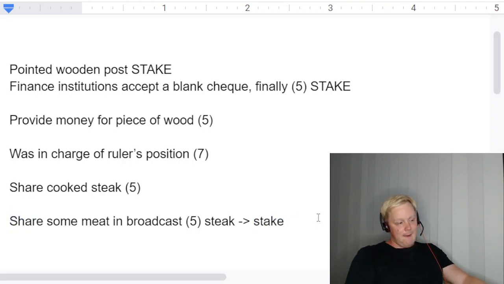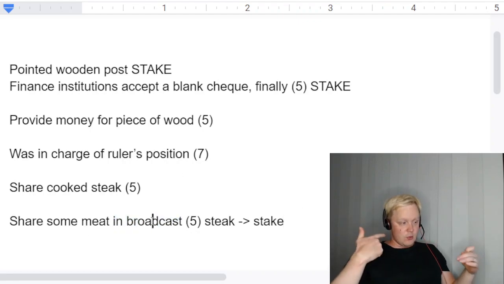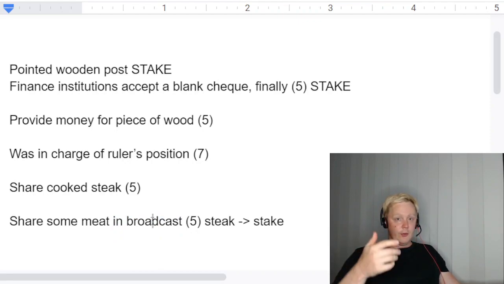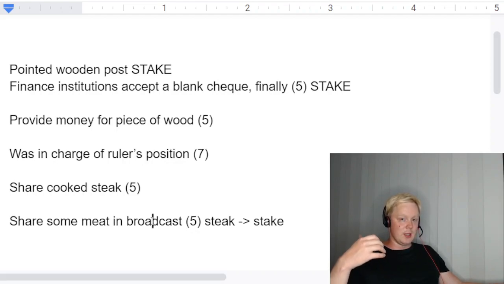So when you see in broadcast or something referring to hearing, you might see on the telephone, on the radio, or reportedly, or as we hear, something like that. Those kinds of indicators show you that you need to take a homophone. You have to take a word that sounds the same.